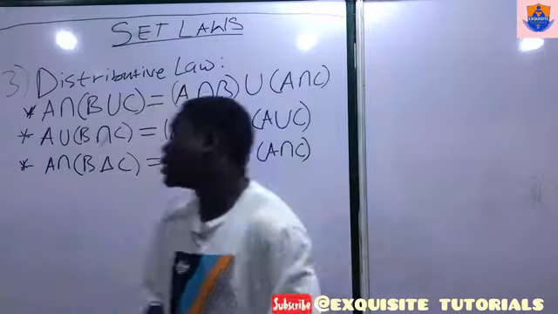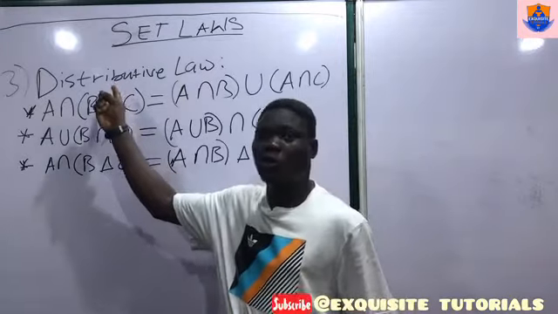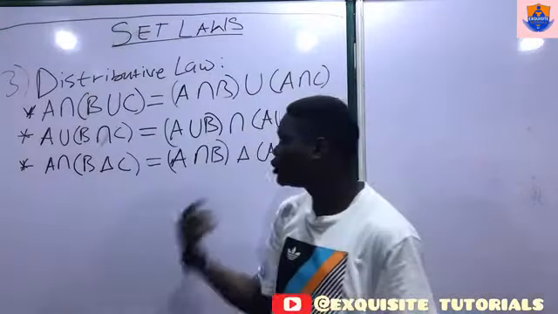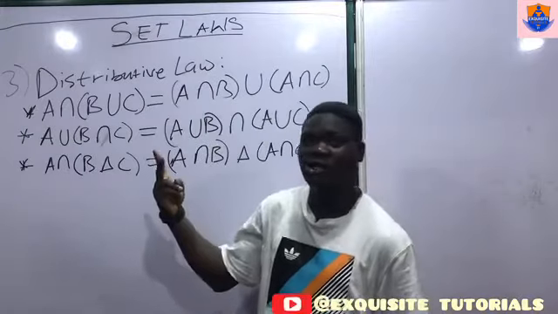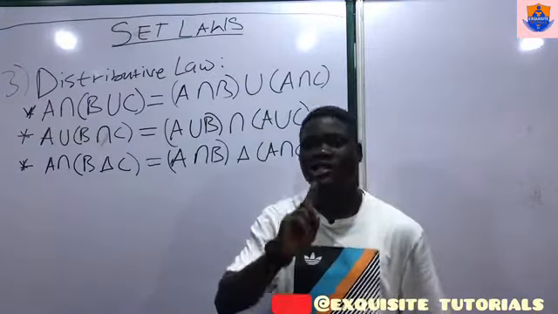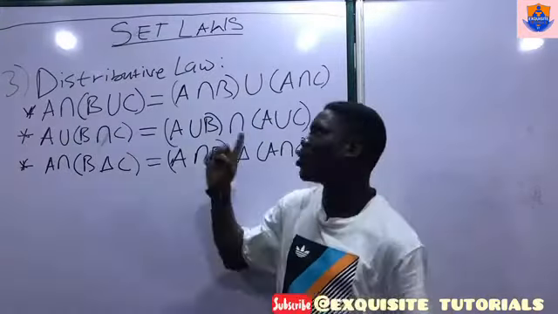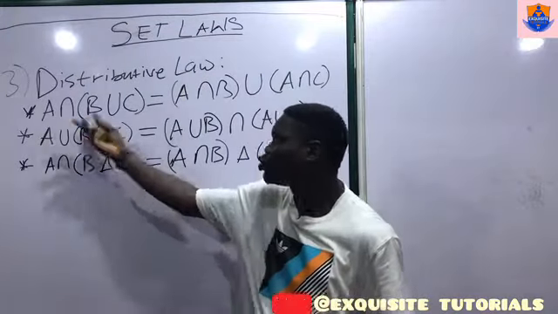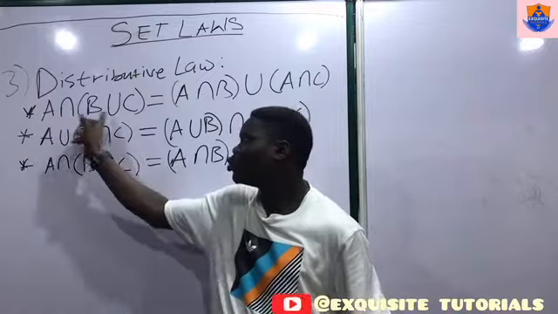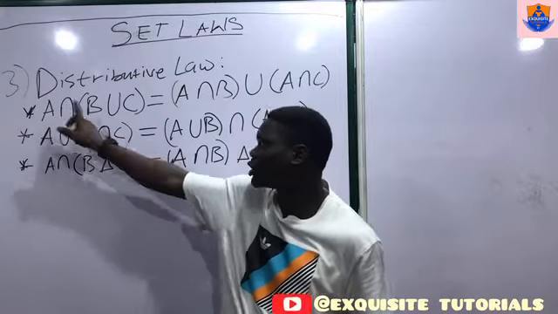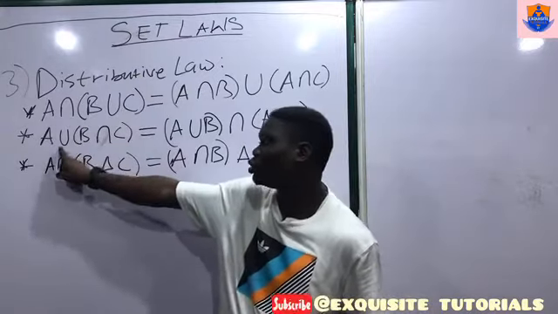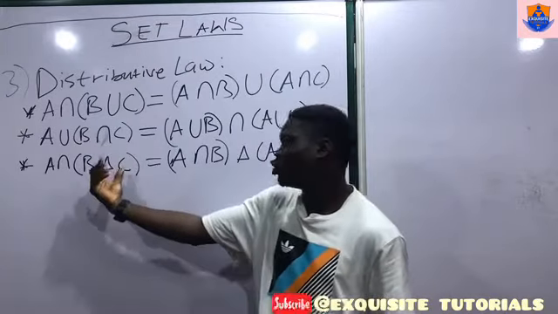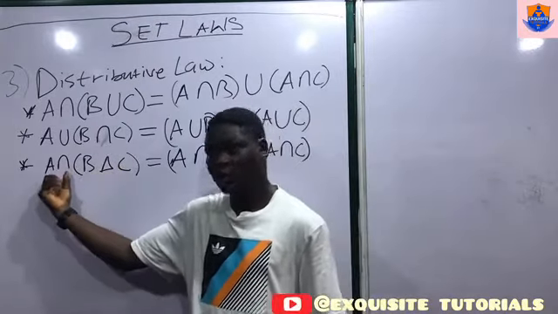Welcome back from the short break. Now let's move over to the third law, the distributive law. For the distributive law, we are also comparing three sets, but we are not using one set operation, unlike our associative property. Now we are comparing three sets with two different set operations. It could be intersection and union, union and intersection, union and symmetric difference, or symmetric difference and intersection.